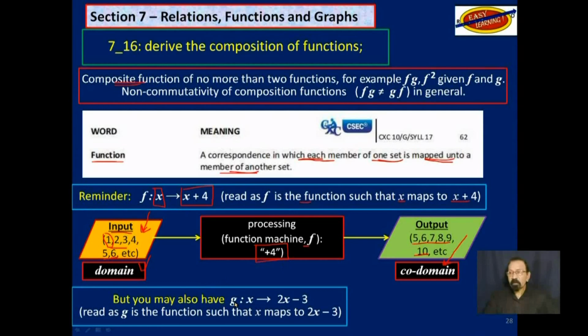But you may also have the function g such that x maps onto 2x minus 3. G is a function such that x maps onto 2x minus 3. Okay, you can understand that. Problem is, what is fg or f of g? Some people say f circle g. What is f of g?